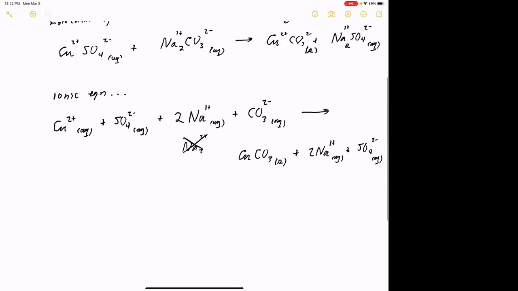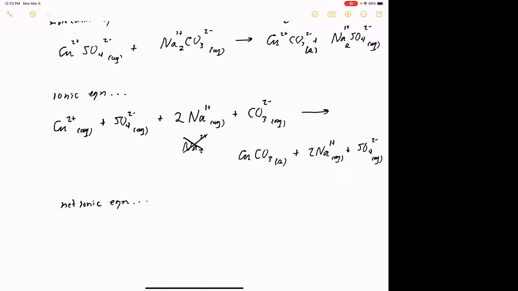Then there's one other way I can write this, and it's the so-called net ionic equation. I think we did one of these in the video as well. In the case of the net ionic equation, I look for anything in the ionic equation that looks exactly the same on both sides of the arrow. And if it does, we call those things spectator ions.